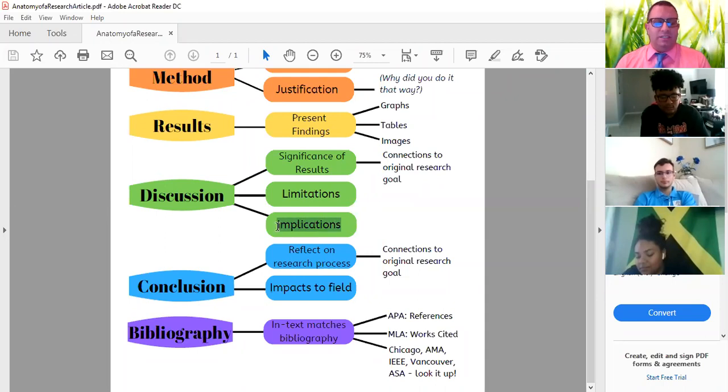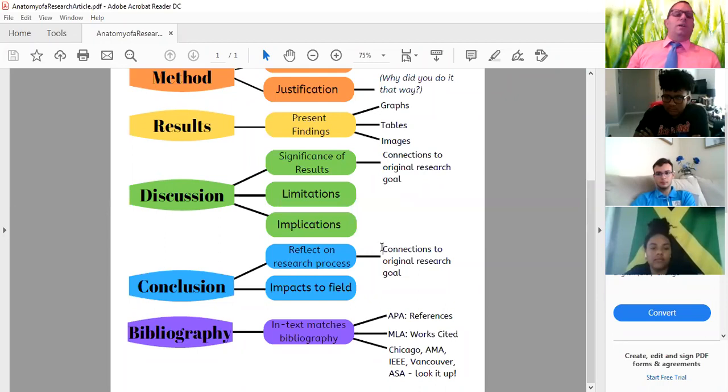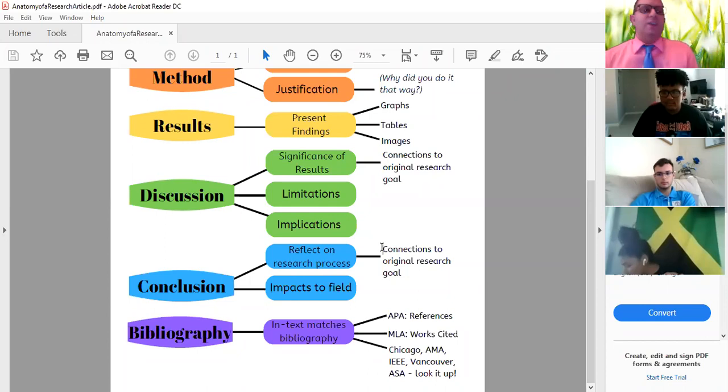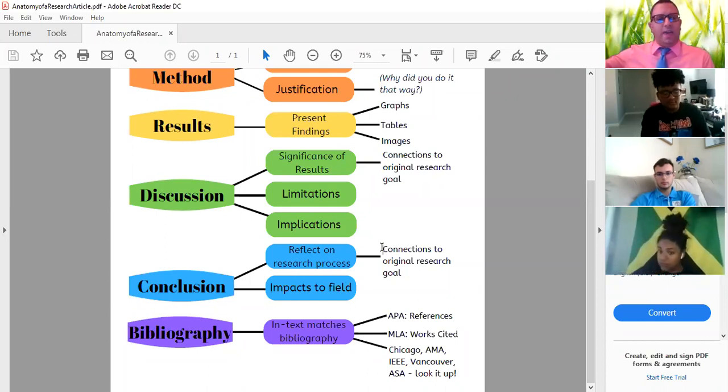Now, implications is the next section, okay? And the implications basically are you explaining to us what this might mean, okay? So if you collected all this data and you're interpreting this data, what does it mean? Does it mean that males show a clear preference towards variable A, whereas females showed a clear preference towards variable B? Or maybe it's not a gender implication. Maybe it's that people over the age of 30 tended to lean towards variable A. People under the age of 30 tended to lean towards variable B. But the implications basically are where you tell us what this might mean.